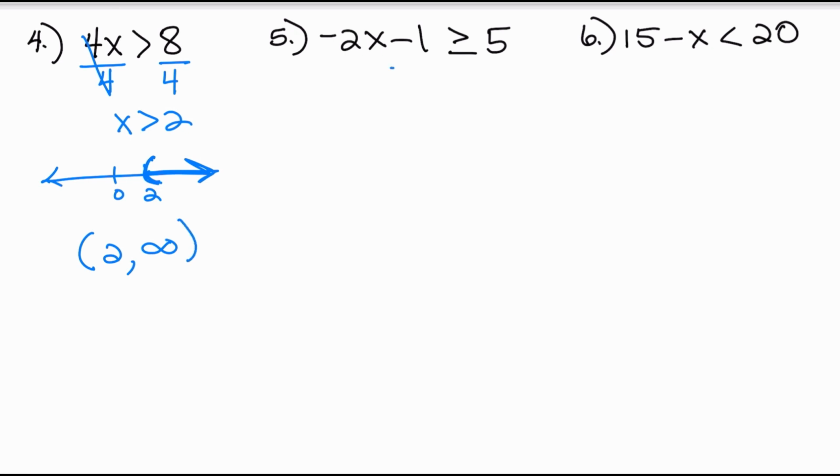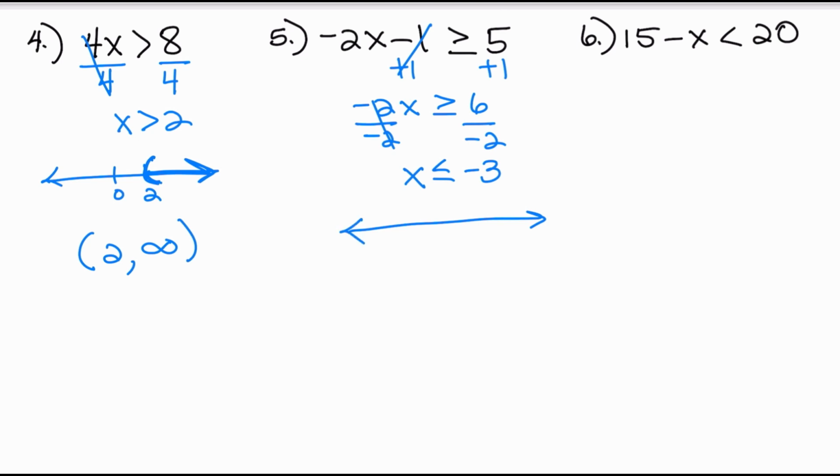In question number 5, I'm going to add 1 to both sides. Whenever you add or subtract, that never affects the inequality, so it stays the same. But now when I divide by negative 2, the sign does change. So in terms of graphing, I want all the numbers that are less than or equal to negative 3. Here's 0, here's negative 3. That means I'm going to use a bracket, and I'm headed towards negative infinity because I want all the numbers that are less than or equal to negative 3. So in terms of interval notation, I'm starting from negative infinity until I get to negative 3, and I use a bracket.